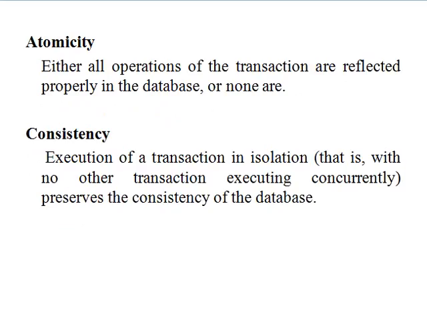First is atomicity. Atomicity says that either all operations of the transaction are reflected properly in the database, or none. So whenever the atomicity property is there, when a transaction starts, that started transaction should be completed successfully. Otherwise, that transaction should not be started at all. This is the main purpose of atomicity.